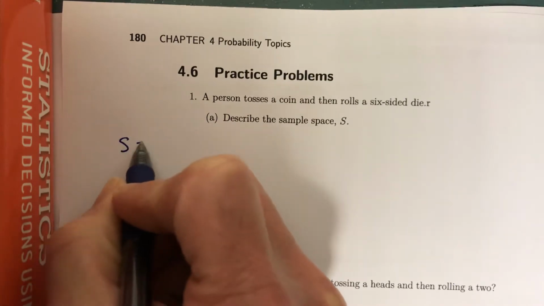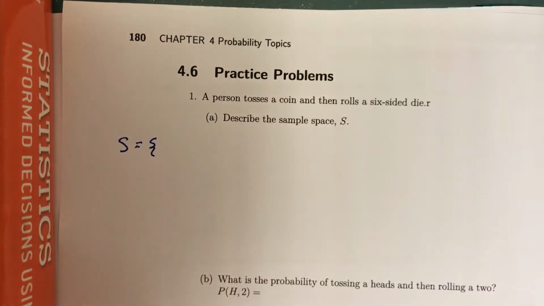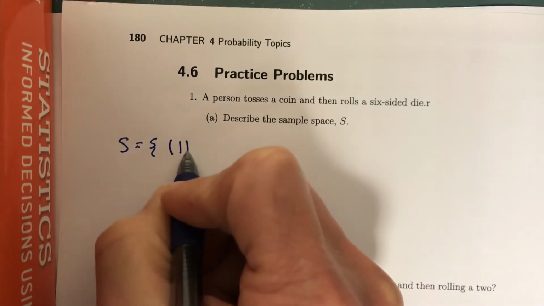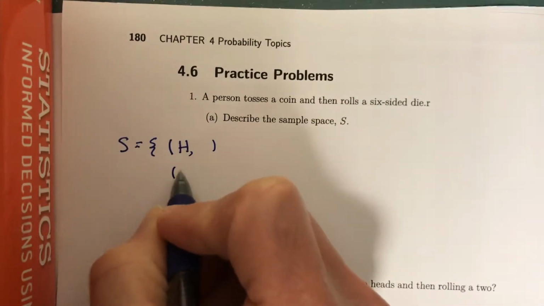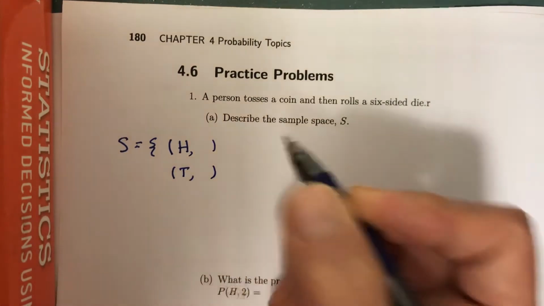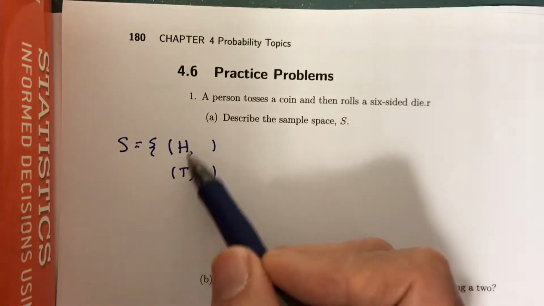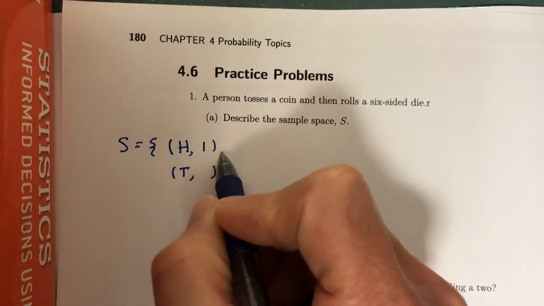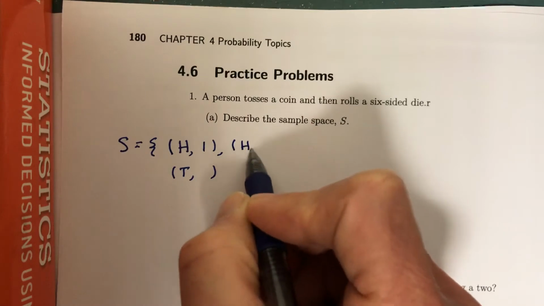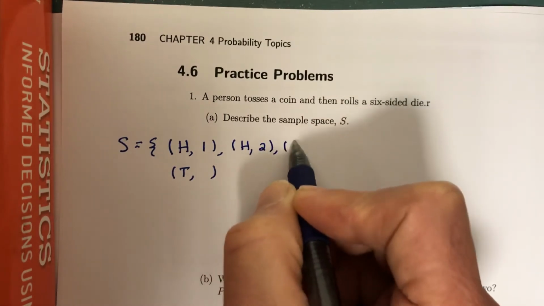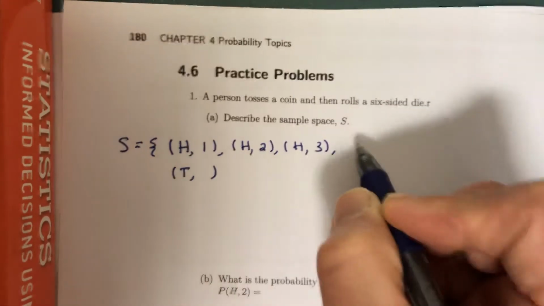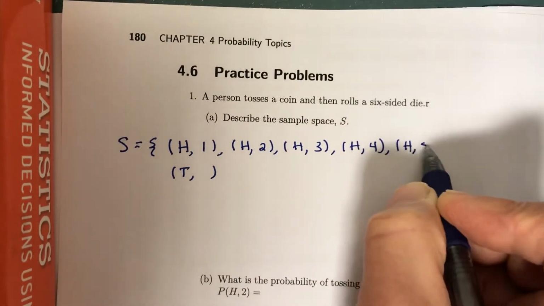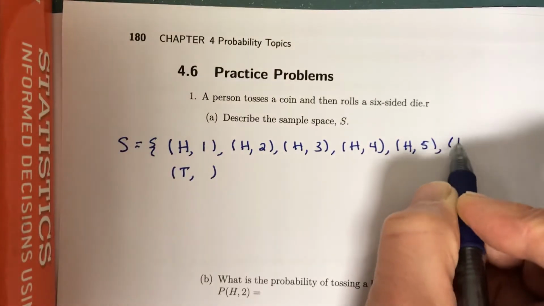The sample space is the set of all possible outcomes, and when you first toss the coin, you can either get a heads or you can get a tails. Now, that's for tossing the coin, but then when we roll the die, there's six possible outcomes, which are 1, 2, 3, 4, 5, and 6.